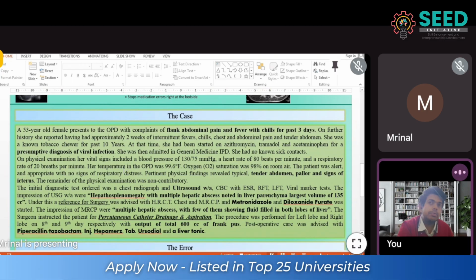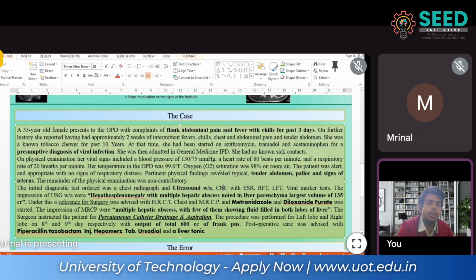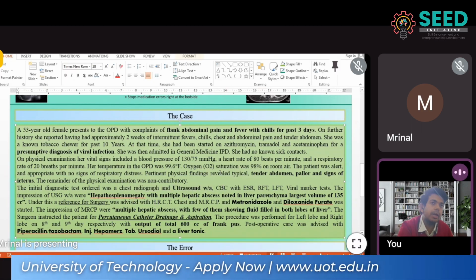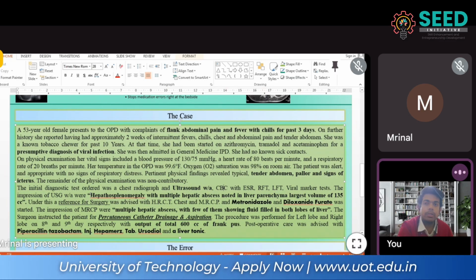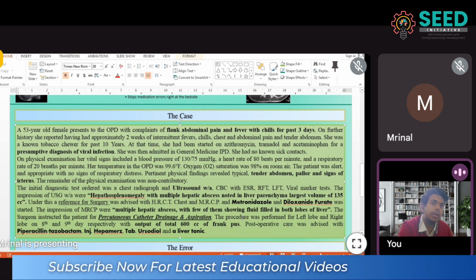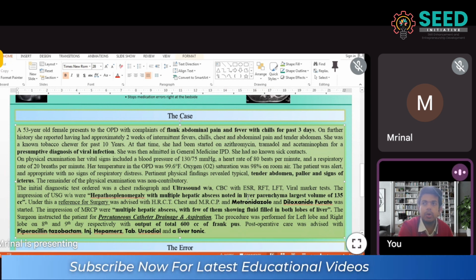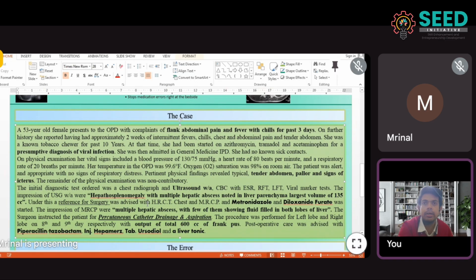The investigations performed on her included chest radiograph, USG abdomen, CBC with ESR, RFT, LFT, and other viral markers. The impression of the USG abdomen, or the sonography, was hepatosplenomegaly with multiple hepatic abscesses noted in the liver parenchyma, largest volume 135 cc. So what does it mean? It means there was presence of liver abscess, or pus formation, in her liver.